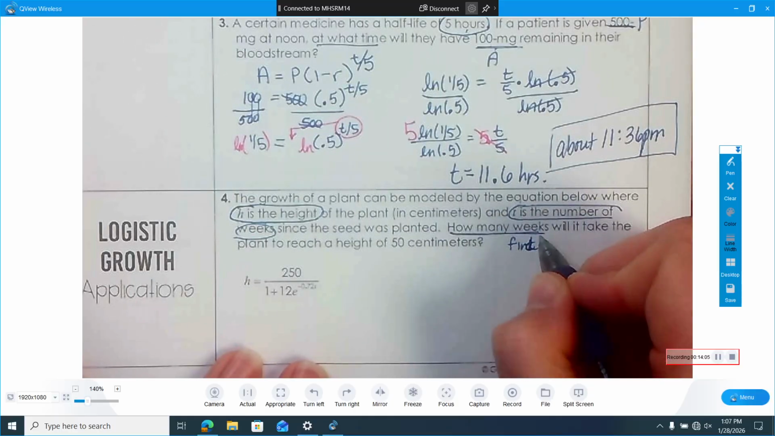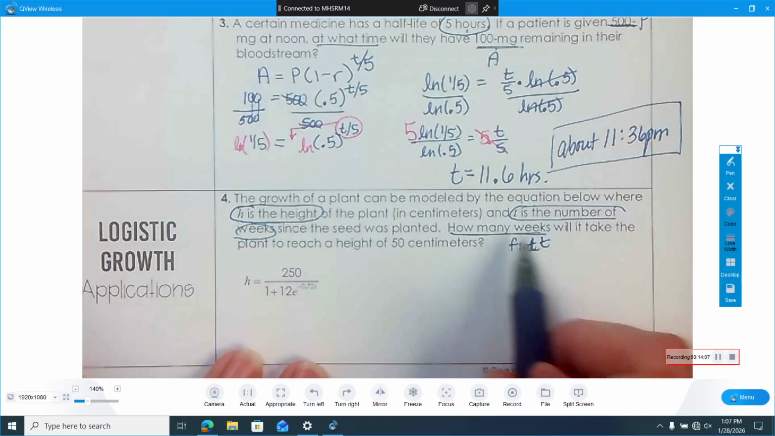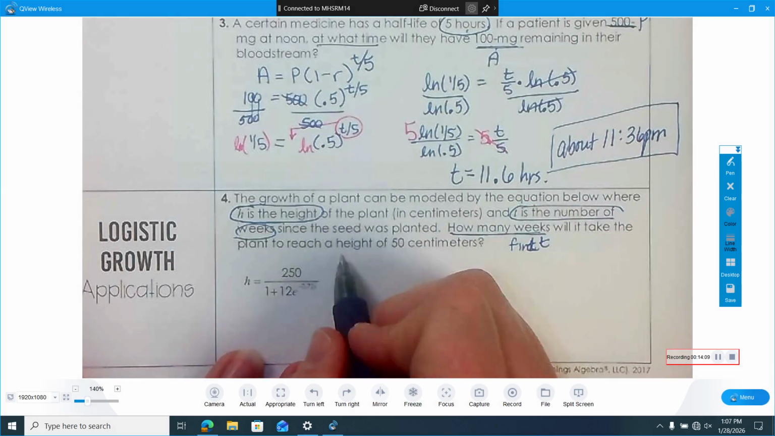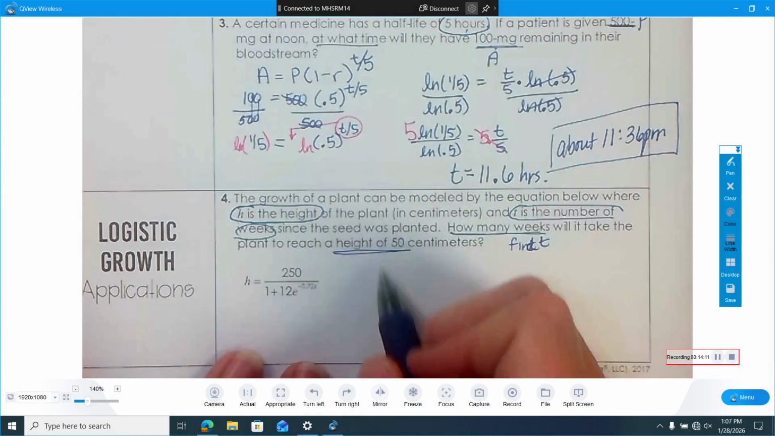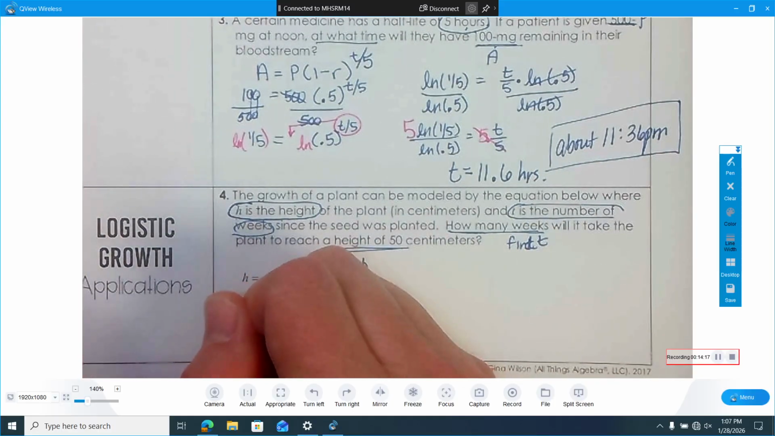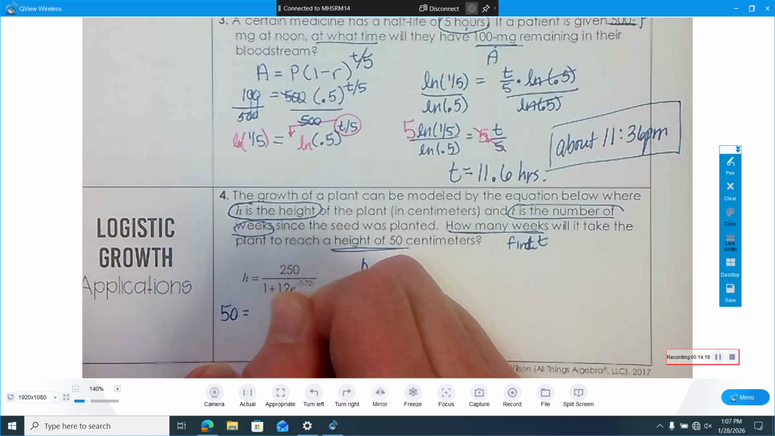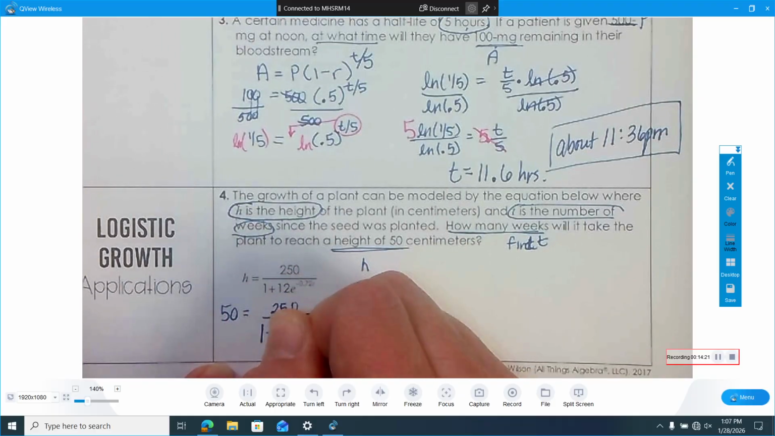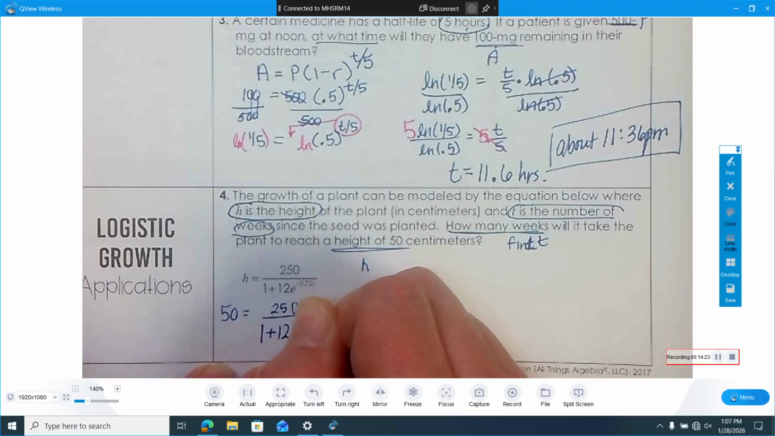Find T, yeah. So find T. How many weeks will it take the plant to reach a height of 50 centimeters? So that's your H. Very good. All just comes down to reading. So we have 50 equals 250 over 1 plus 12e to the negative 0.72t.